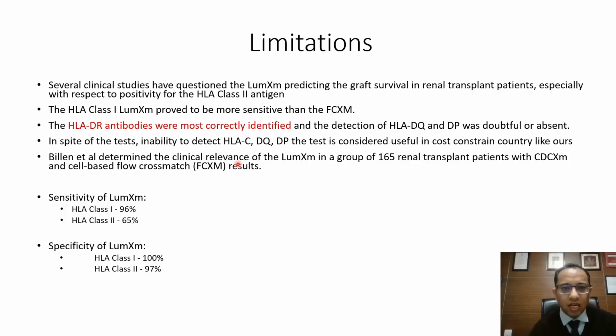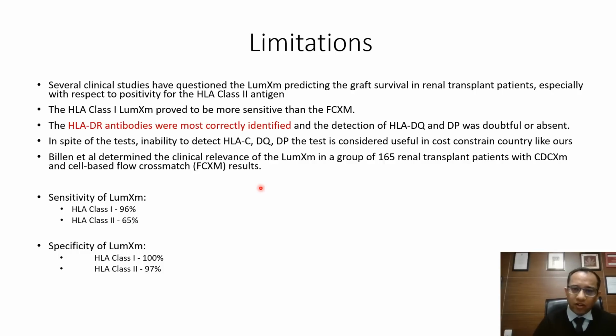The other thing is HLA class 1 Luminex crossmatch is more sensitive sometimes. So sometimes it may give you false positivity, and somebody may be denied a transplant just because your Luminex crossmatch is coming positive. DR antibodies have been detected properly, but detection of DQ and DP antibodies has always been doubtful or absent. In spite of this, for HLA-C, DQ, DP, the test is considered very useful in a cost-constrained country like ours. So we employ it as part of our algorithm.